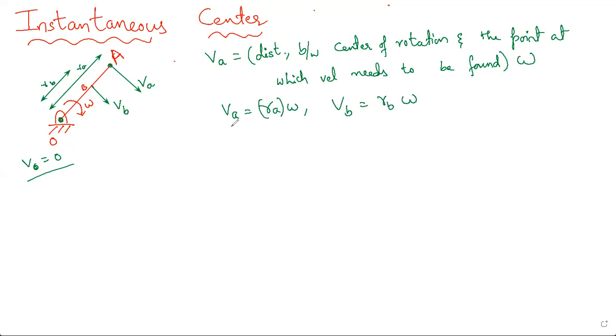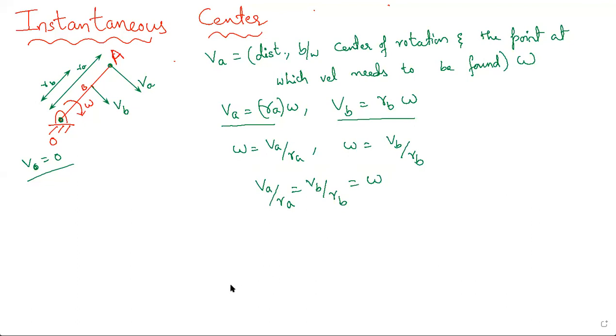Looking at these two equations, I can see that omega is common to both. So I can write omega is equal to VA by RA, and here also omega is equal to VB by RB. From this I can equate them both, right? VA by RA is equal to VB by RB, which is equal to omega in the end. So this is the equation we will be using wherever we require it, okay? Wherever we require, we can use this equation.